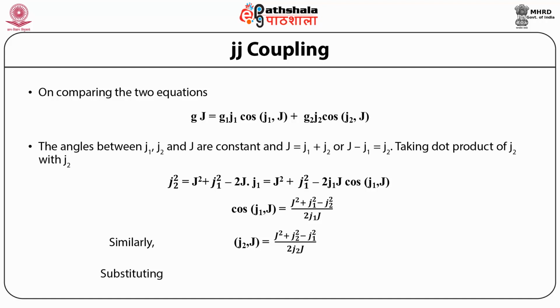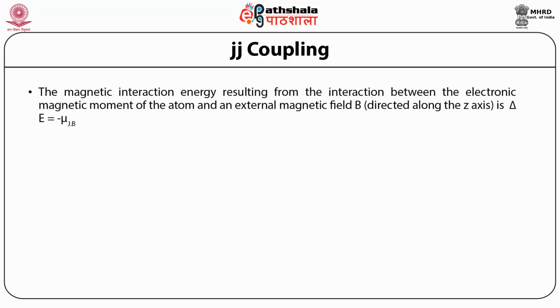Substituting, g is equal to g1 (J square plus J1 square minus J2 square) upon 2J square plus g2 (J square plus J2 square minus J1 square) upon 2J square. The magnetic interaction energy resulting from the interaction between the electronic magnetic moment of the atom and an external magnetic field B directed along the z-axis is delta E is equal to minus mu J dot B.